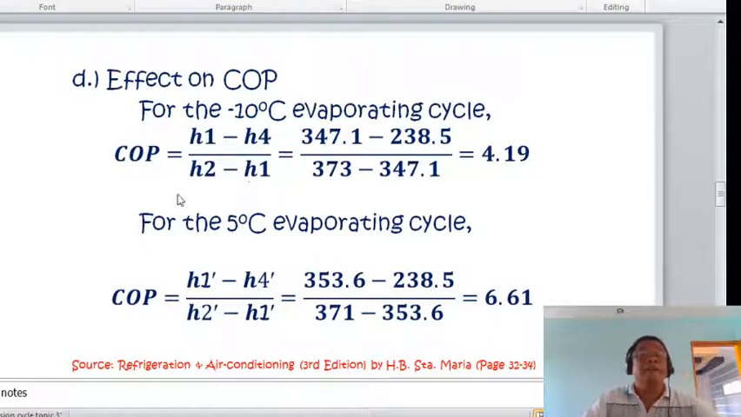So here is now the COP. For the negative 10 condition, the value is 4.19, and for the 5 degrees evaporating cycle, 6.61. Take note, class, that as what I have said, the higher the value of the COP, of course, the more efficient is the refrigeration system.